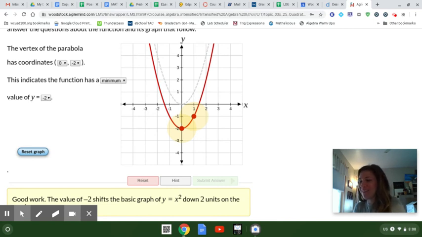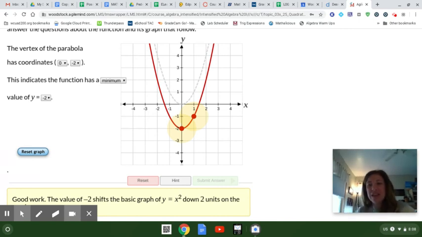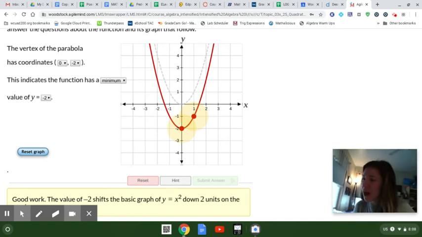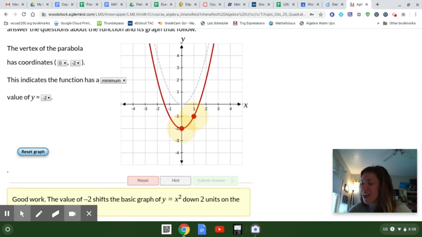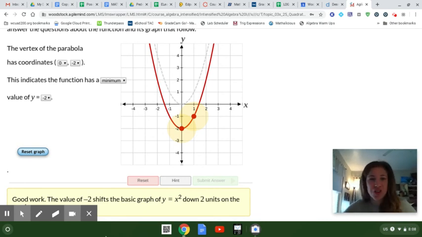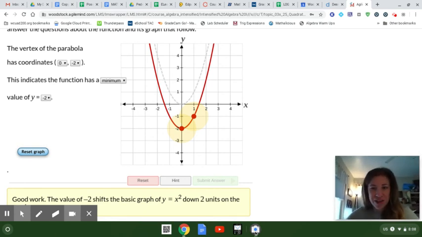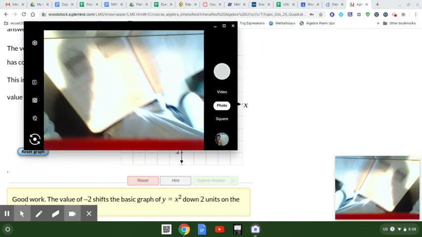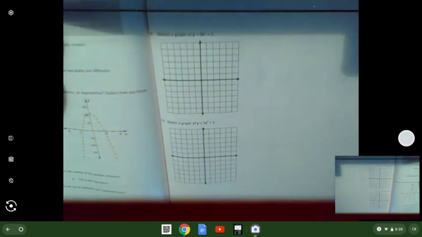Okay, so let's do a couple more graphs. I am going to flip my computer around so that you can work with me and see what I am working on. I'm just checking what I'm supposed to be covering today. So let's flip this around. Here we go. We are going to move to page 265, numbers 9 and 10.